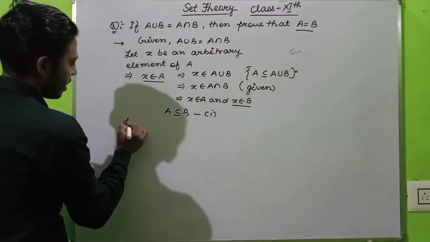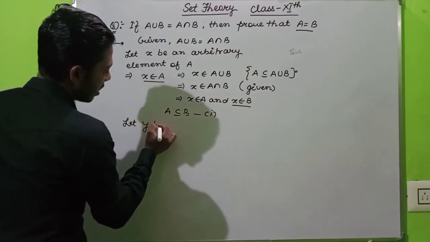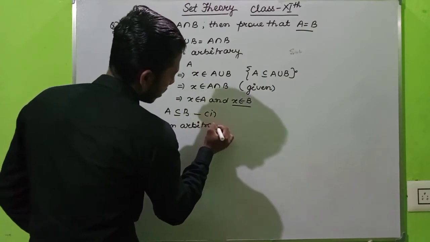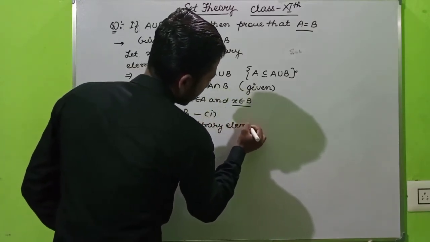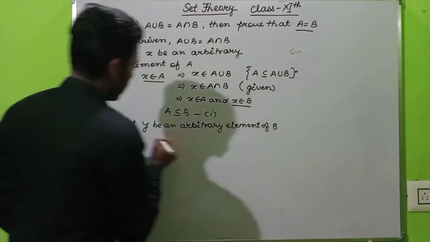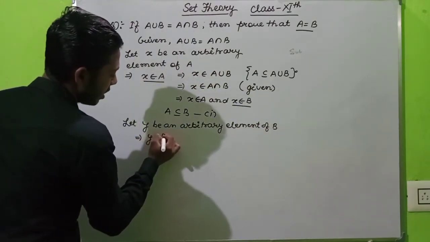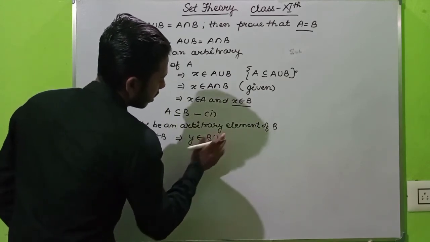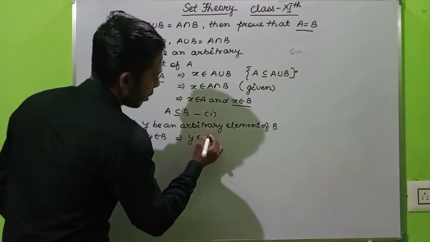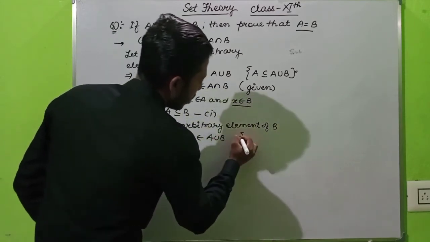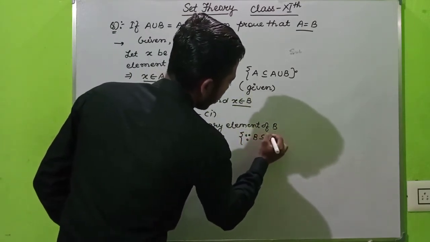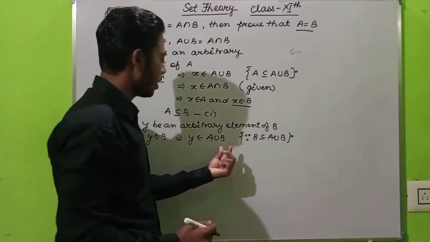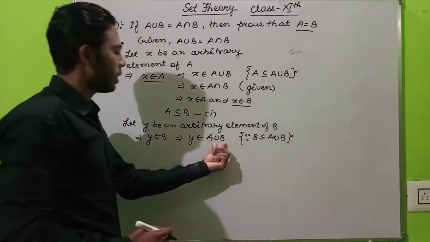Now let Y be an arbitrary element of B. This implies we can say that Y belongs to set B. So Y belongs to A union B, sorry. Y belongs to set A union B because B is a subset of A union B. Means B में जो सारा एलिमेंट होगा वो A union B में लाई करेगा.